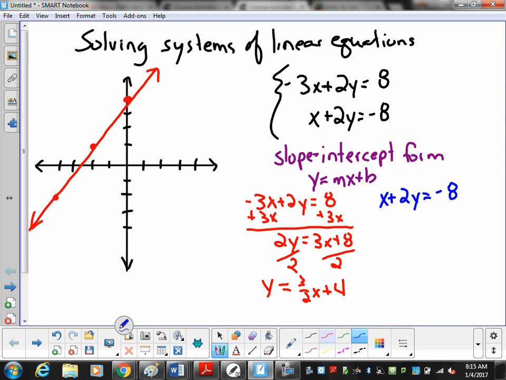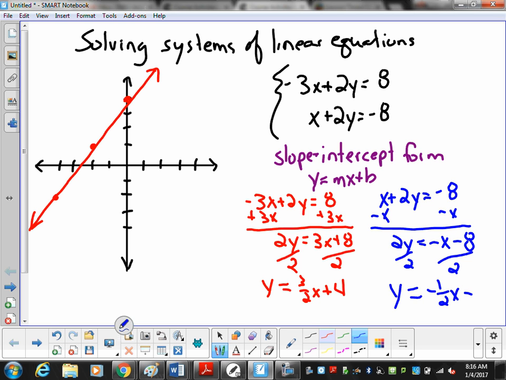Okay, the second one, x plus 2y equals negative 8. First step, to get the y by itself, I need to move the x to the other side. So subtract x from both sides. So you get 2y equals a negative x minus 8. And then the second step, again, is to divide by 2. And then remember on this x, that's a negative 1 in front of the x. So it's going to be a negative 1/2 x. And then negative 8 divided by 2 is negative 4.